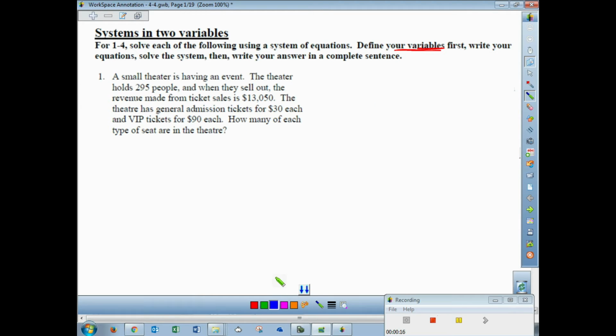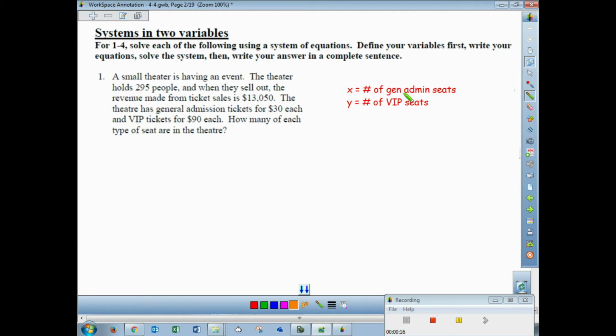So notice I just kind of read the entire problem for a general overview, and then I want to check out the question. How many of each type of seat are in the theater? This is going to help us define our variables. According to this, don't they just have two different types of seats? So we're going to accurately define the variables. Now it doesn't matter which one's x, which one's y, or if you want to use other variables besides x and y, it's no big deal, but accurately define them.